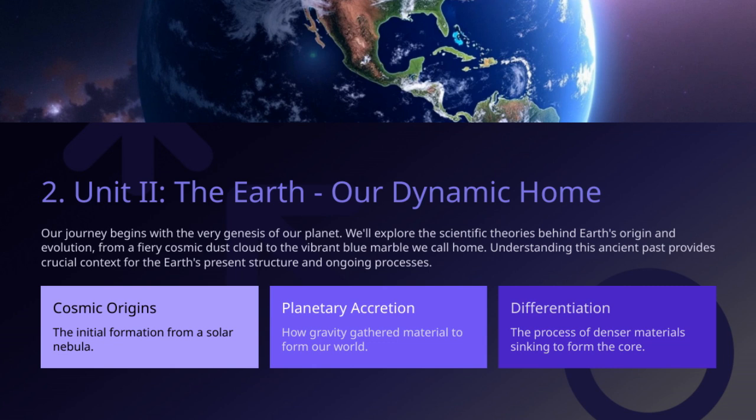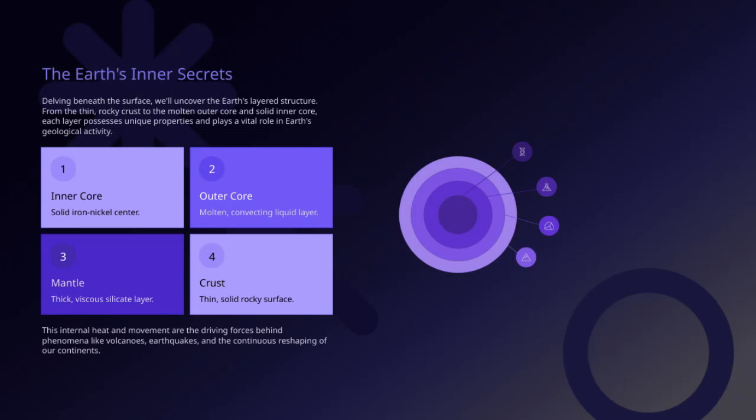So, in summary, the process of differentiation and planetary accretion are fundamental to understanding Earth's structure. They explain how the internal layers formed and give us insight into the early processes that shaped our planet. Now, let's take a closer look at the Earth's layered structure.